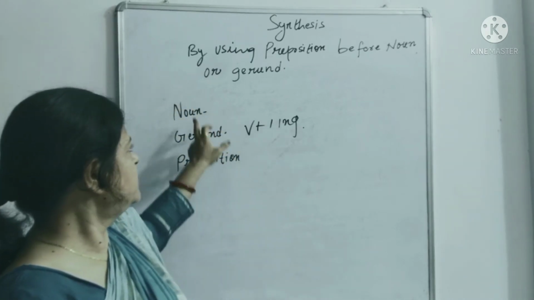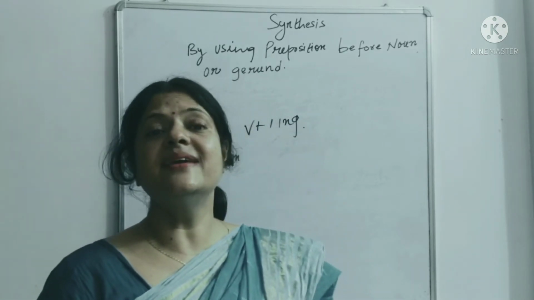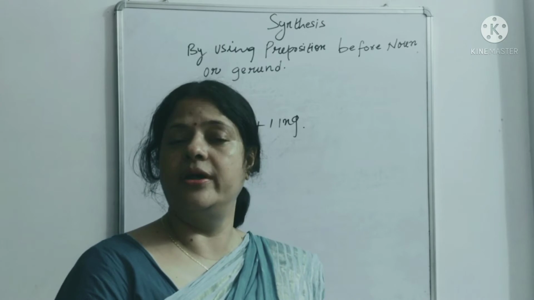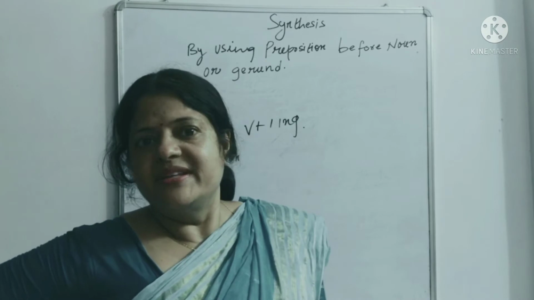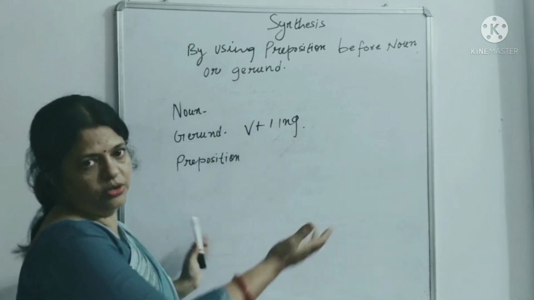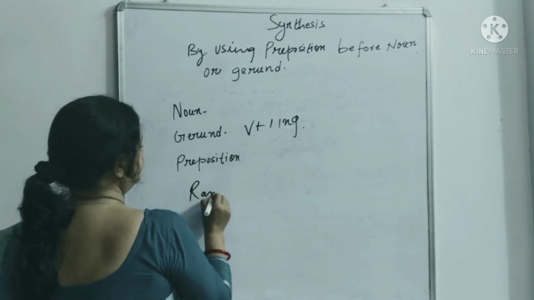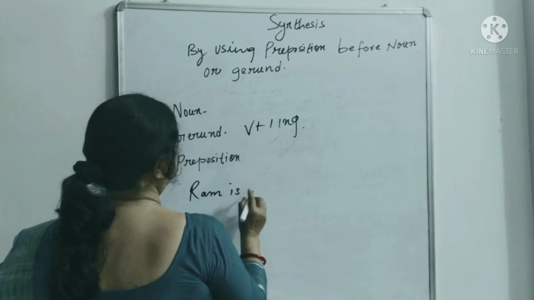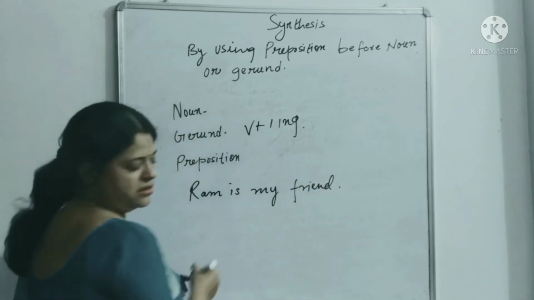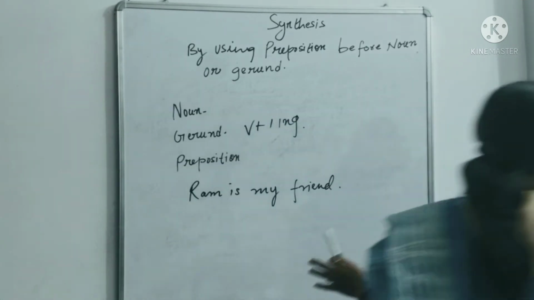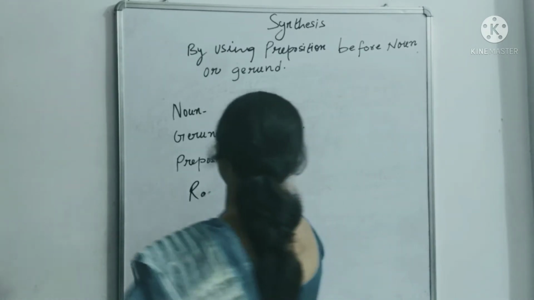So the first is noun, and second, gerund. A gerund works as a noun. It means that as a noun becomes the subject of a verb, a gerund can also be the subject of a verb. If you want some examples, I can give them right now on the board. As a noun works: Ram is my friend.